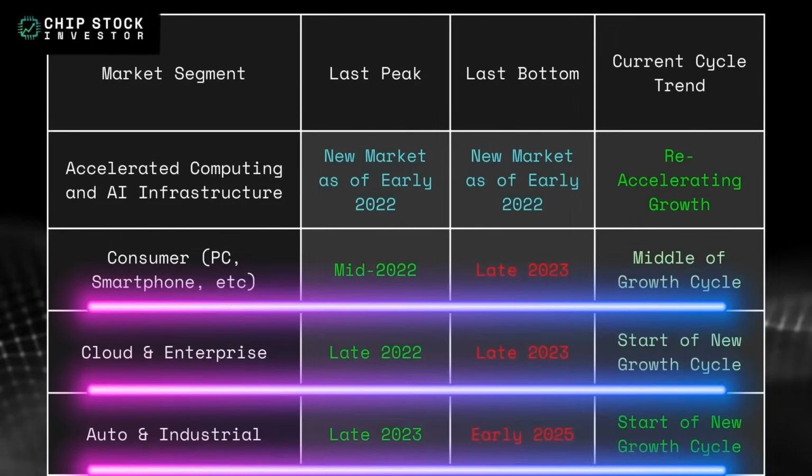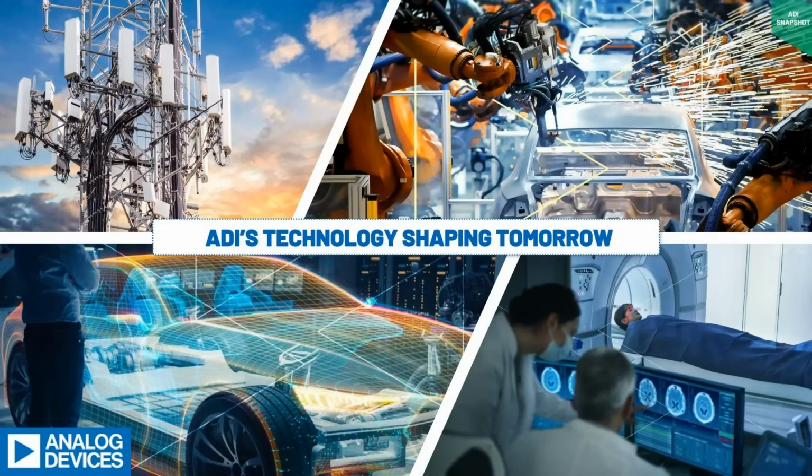ADI has a very diverse end market: consumer, cloud, and enterprise. They are heavy into auto and industrial. They do a lot of design work for all of these end markets, and you can find Analog Devices chips in a lot of stuff that you probably don't even think about. They have a lot of workhorse chips in just about all areas of the economy.